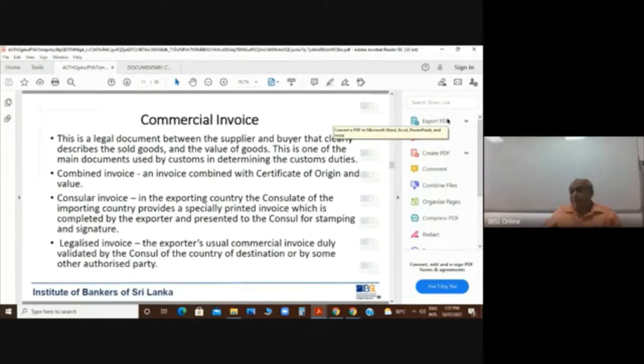Right? Then come the legalized invoices. Another one. Legalized invoices are, sometimes, this. Then for the consular invoice, I can give you another example so that you can understand it. Okay.